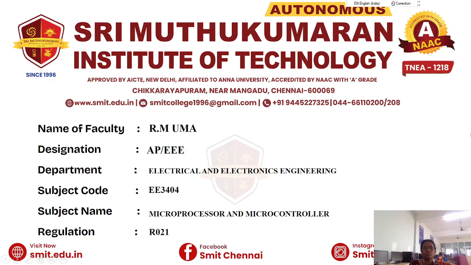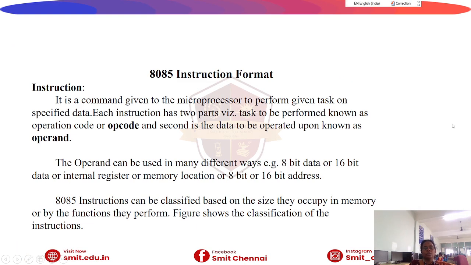In the subject Microprocessor and Compiler, today let us see 8085 instruction formats. Instruction. It is a command given to the microprocessor to perform a given task and specify data. Each instruction has two parts. A task to be performed is known as operation code or opcode, and the second is the data to be operated upon known as operand. The operand can be used in many different ways. Example, 8-bit data or 16-bit data or internal register or memory location or 8-bit or 16-bit address.